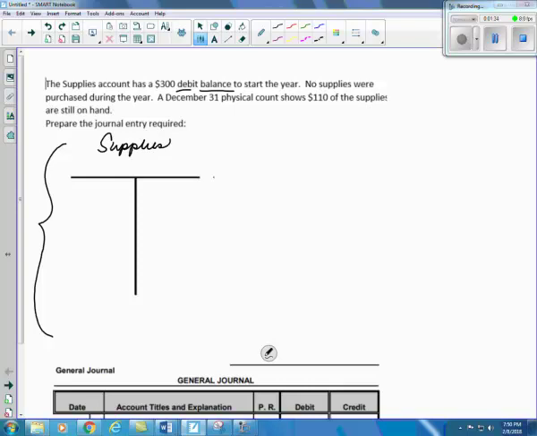In our supplies account, above our T, we're going to put our debits on the left and our credits on the right. So this account has a $300 debit balance to start the year. So I'm going to mark BB for beginning balance and put that $300 over here on the debit side of the T account.